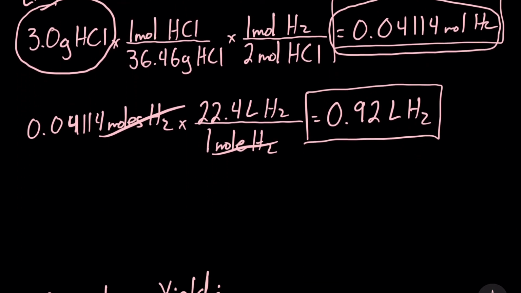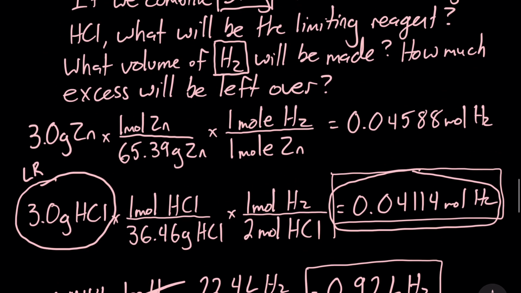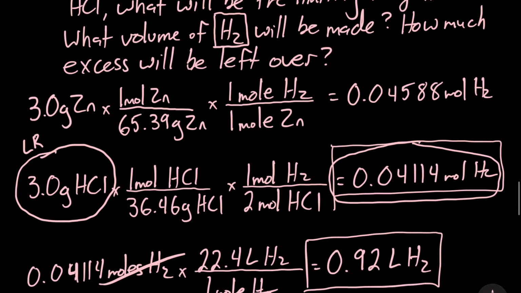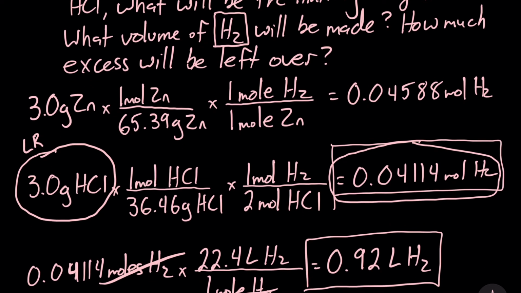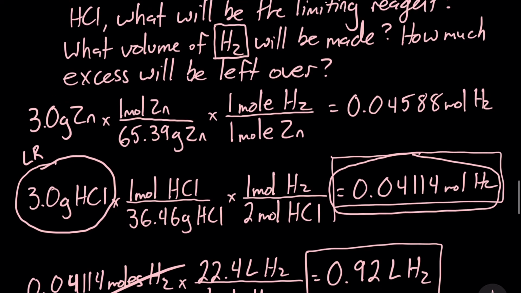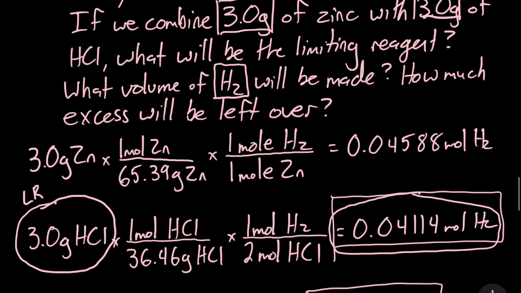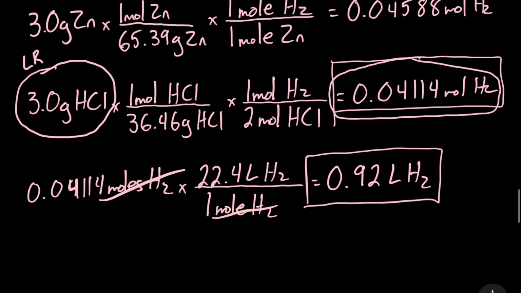And finally, one more step to this. It says how much excess will be left over. So we know our LR is 3 grams of HCl. So that means 3 grams of zinc will be in excess. Okay, so zinc will be in excess. We have to figure out how much of it is left.